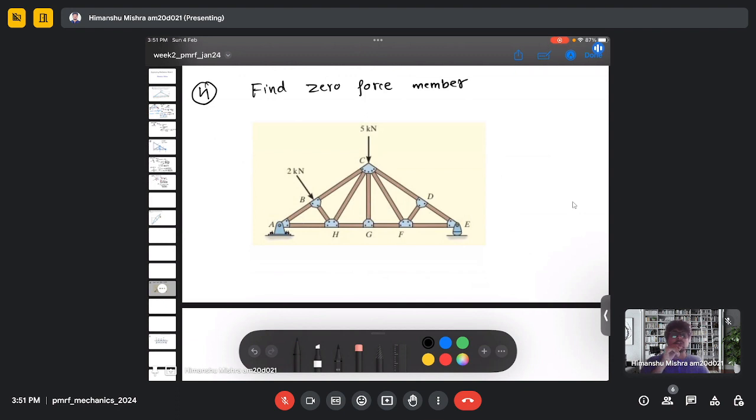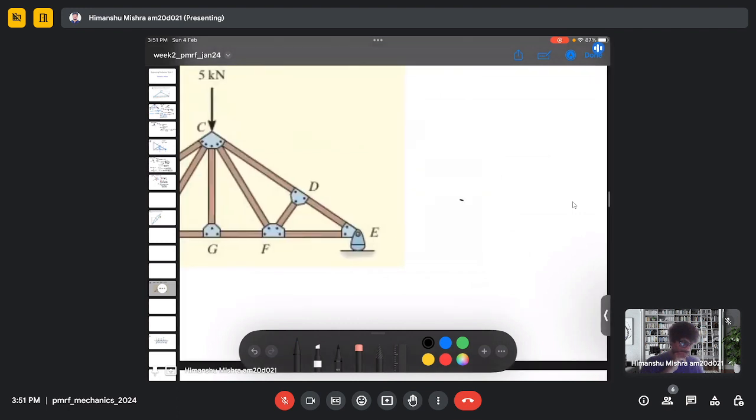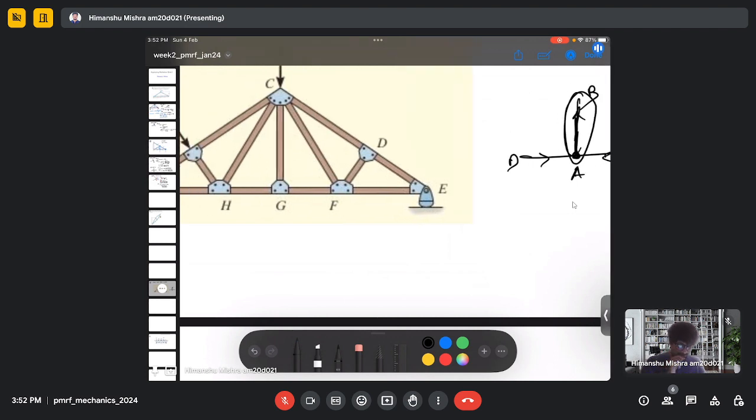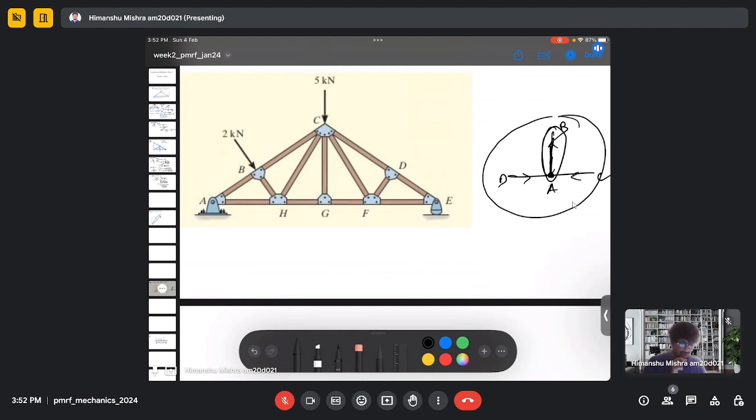So basically we can also find the zero force member by inspection alone. For example, let's say we have been given a truss. We have a joint here, and we have given a system at a joint, let's say A. And in this system, the force in this member will be zero. So by method of inspection, we can check which of these joints actually resemble this kind of a system here. And we can conclude the zero force member. So here at G we can see that it actually resembles this kind of a figure.